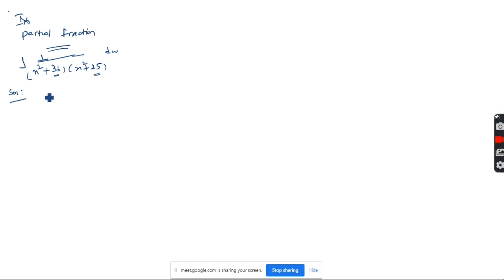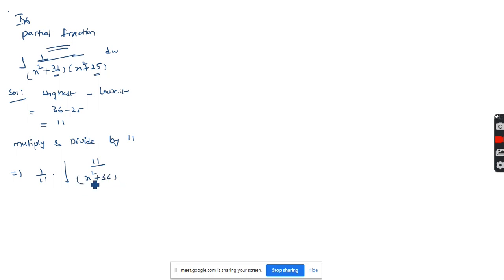We take the highest number first: highest minus lowest. So that is nothing but 36 minus 25, which is 11. So we multiply and divide by 11. We get 1/11 into 11/(x² + 36)(x² + 25).